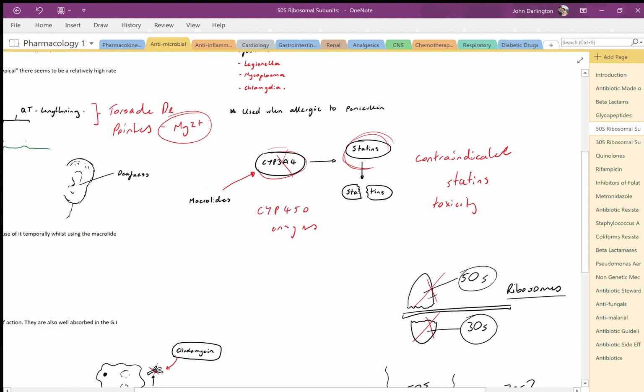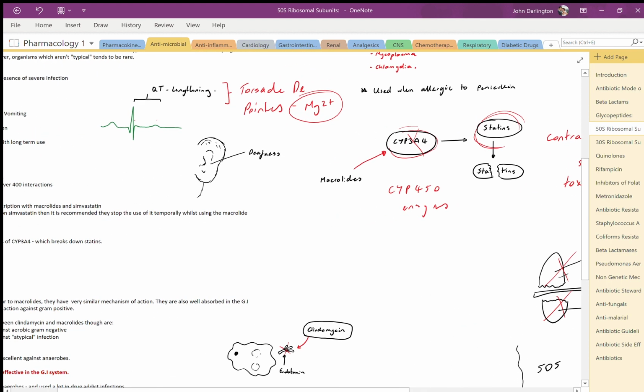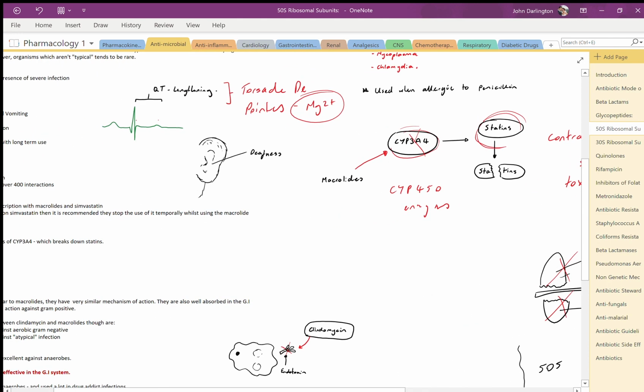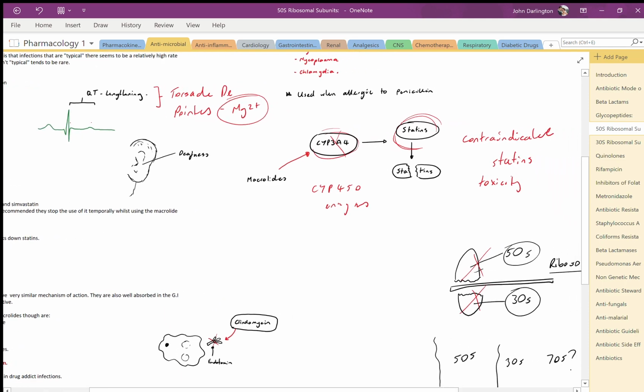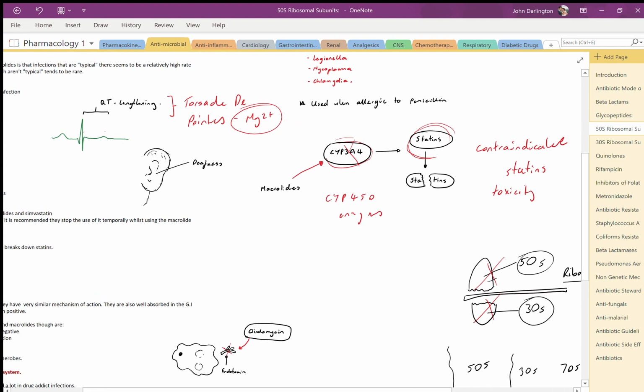rhabdomyolysis. Oh my goodness, tongue twister. Rhabdomyolysis. I can't pronounce it. Which is basically breakdown of their muscles and can cause kidney failure, and it can be very serious.